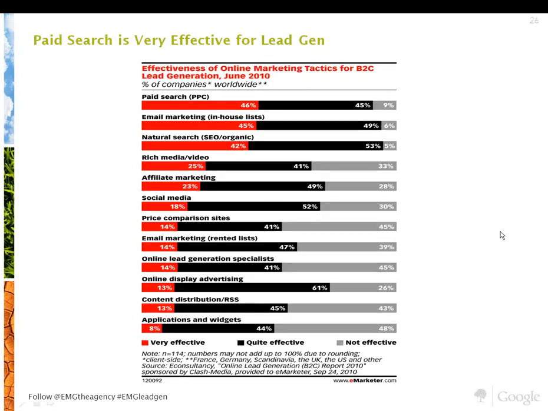Next, I wanted to talk to you a little bit about the survey done by eMarketer last June in 2010, and it shows how they polled a number of online advertisers to gauge their sentiments on how effective paid search has been in terms of their lead generation campaigns. What we found is that paid search, pay-per-click, which you see here at the very top, has overall been most rated very effective amongst online advertisers, followed by email marketing and natural search results.